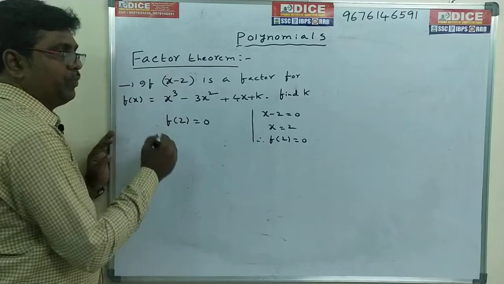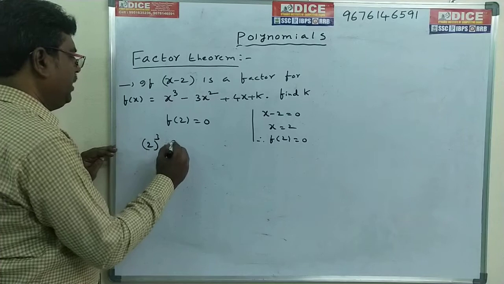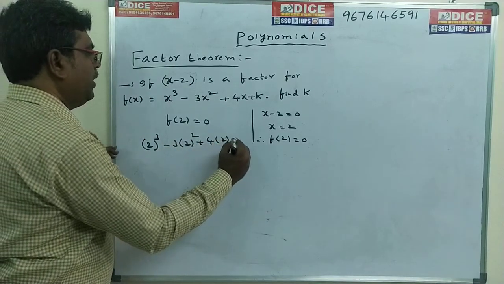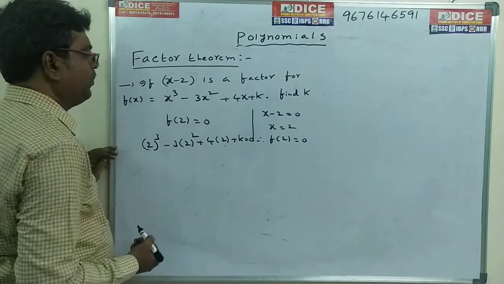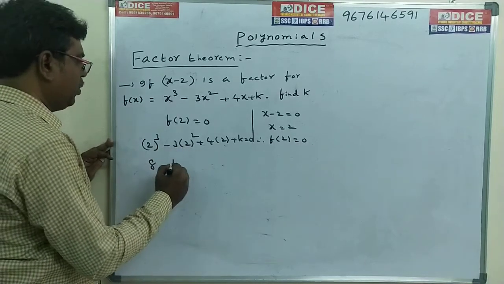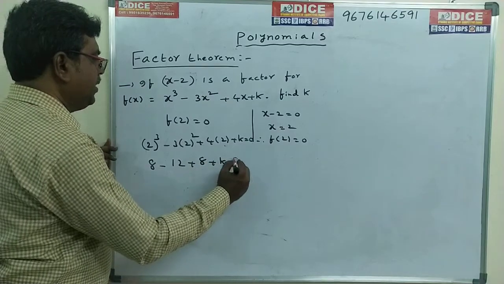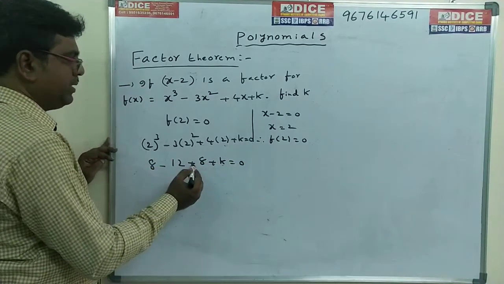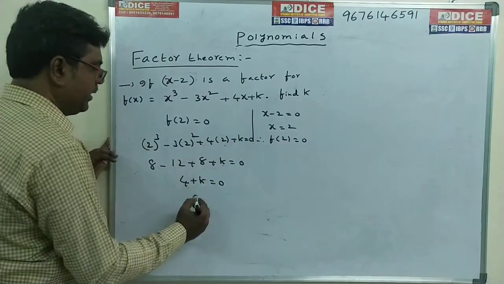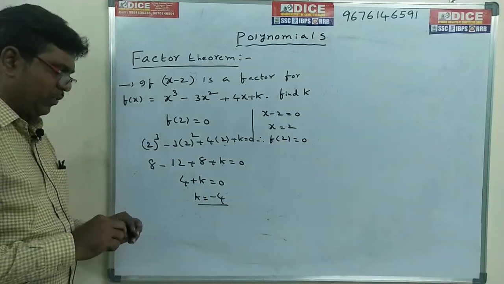Substitute 2 in place of x. Here x cube means 2 whole cube minus 3 into 2 square plus 4 into 2 plus k is equal to 0. 2 cube is 8, 2 square is 4, minus 3 into 4 is 12, plus 4 into 2 is 8, plus k is equal to 0. 8 plus 8 is 16, 16 minus 12 is 4, 4 plus k is equal to 0. Sending 4 to that side, k is equal to minus 4 is the answer. K is equal to minus 4, write down this one.